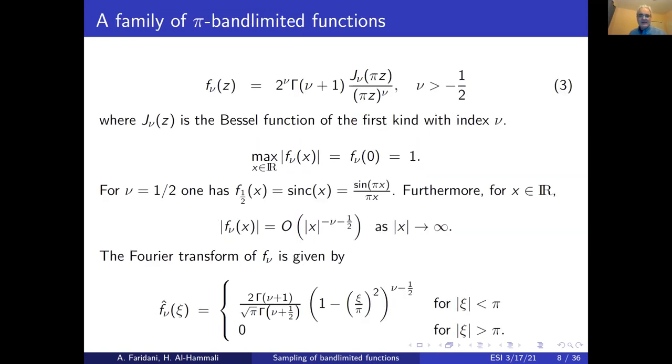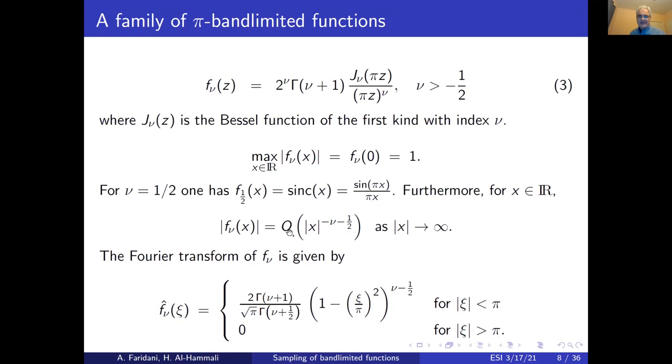So then we need a class of bandlimited functions to do our experiments with. And I'll restrict myself here to Bessel functions J_ν(πz) divided by (πz)^ν, and I will call this y. So ν greater than minus a half, we get a whole family of functions. The prefactor normalizes it, so the maximum of this function on the real line will be attained at zero and it will be one. For ν equal 1/2, we get the sinc function, sin(πx) over πx.